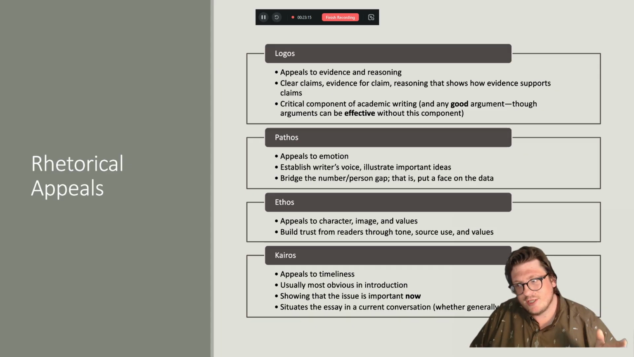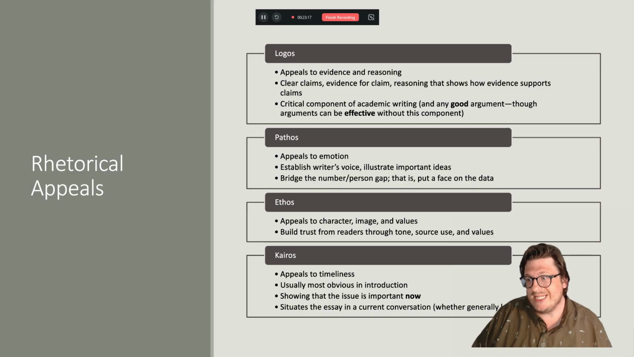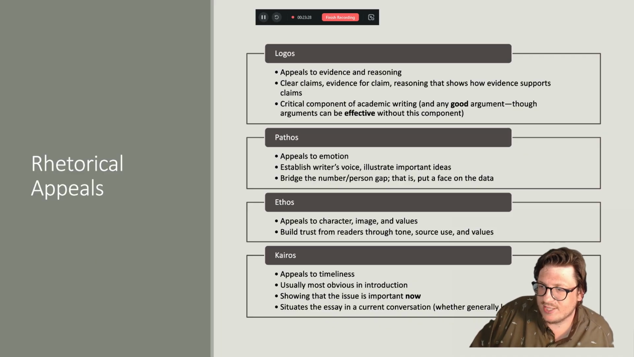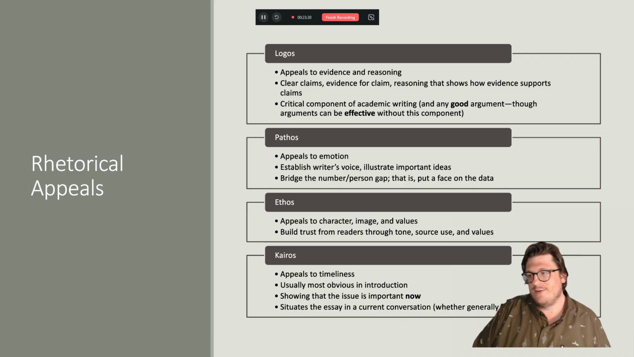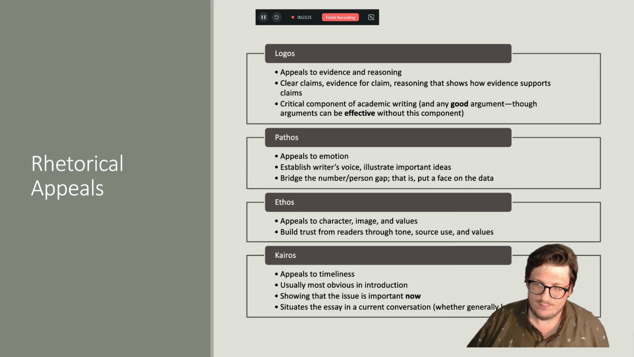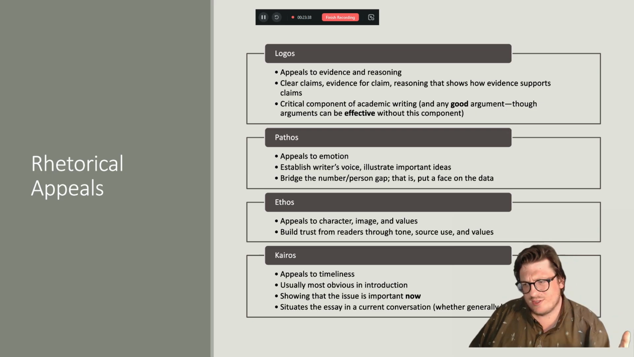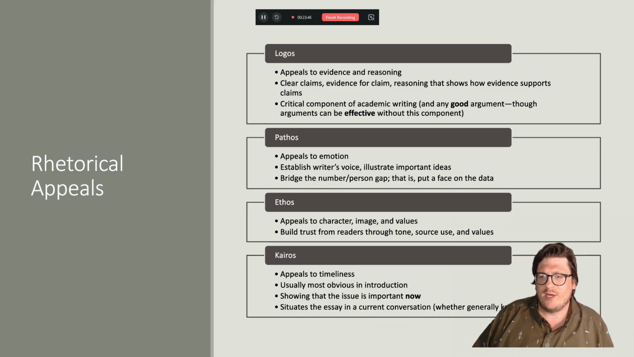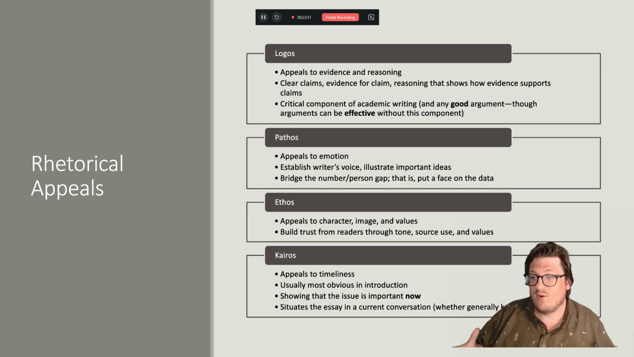Now, the one I've mentioned today earlier that you probably did not see in 101 is kairos, which is an appeal to timeliness, saying this is something that's going on right now and something we should be paying attention to and thinking about, right? That what your subject is timely, and that it's important to look at because it's timely. So usually this one's most obvious to use in the introduction. You're trying to get people on board with your argument. You want them to care a little bit as they go into reading your full essay. Show them why this issue is timely, why it's important for us to address right now.